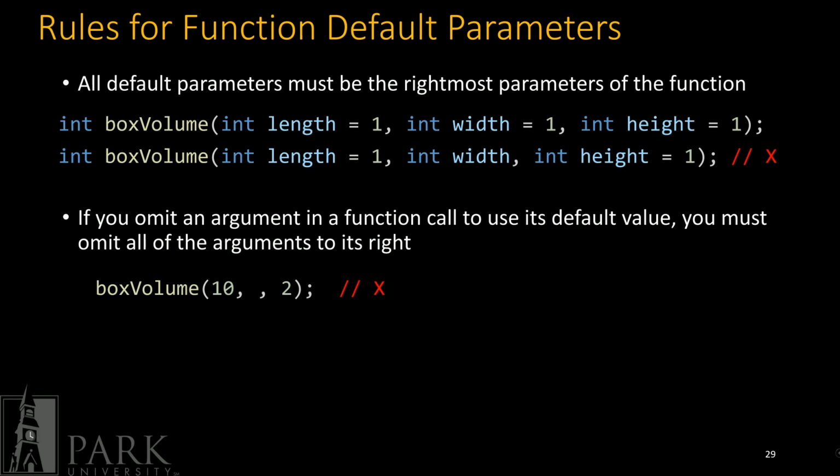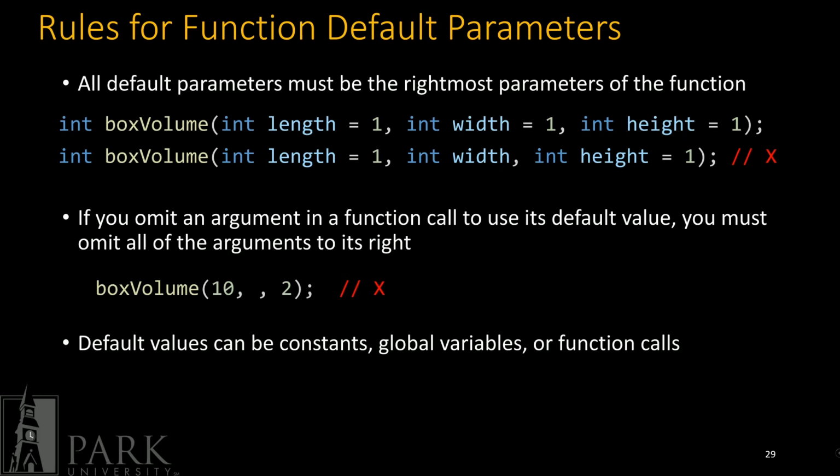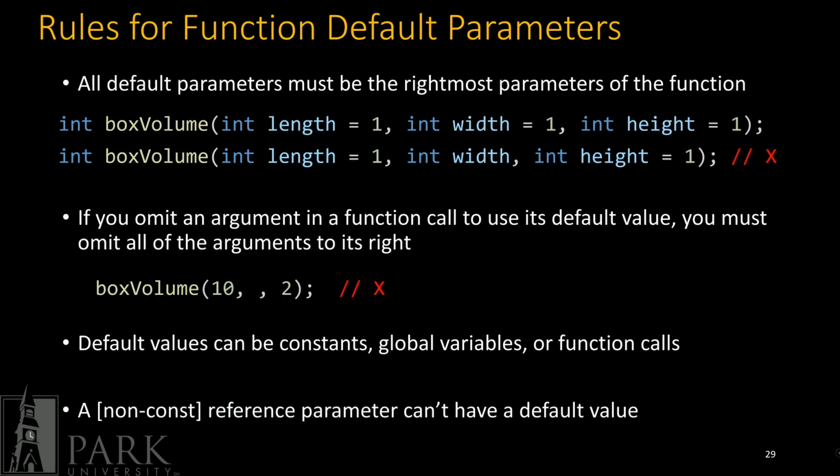The default value you specify for a parameter may be a constant, a global variable, or even a function call itself. A reference parameter can't have a default value because it needs to reference a memory location of a variable instead of just a value, right? So you can't say, well, I'm going to give you a default value, but this value is going to come from this location in memory. It doesn't work. All right.